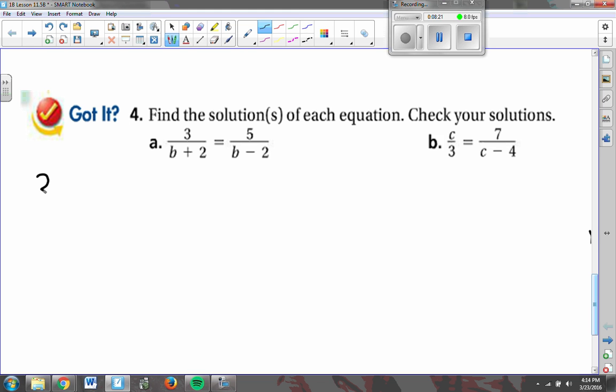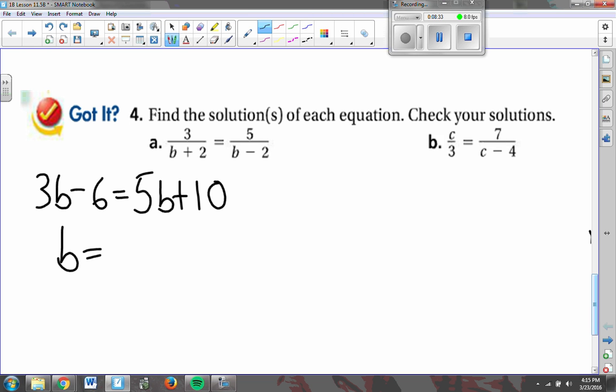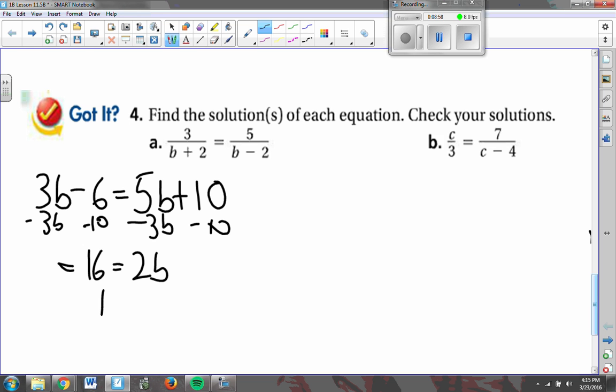Okay, letter A becomes 3b minus 6 equals 5b plus 10. Let's see. Minus 3b, minus 3b, minus 10, minus 10. Negative 16 is equal to 2b. B is equal to negative 8. Negative 8.